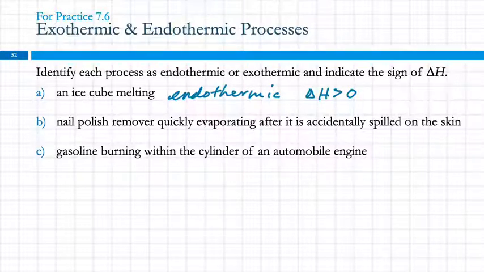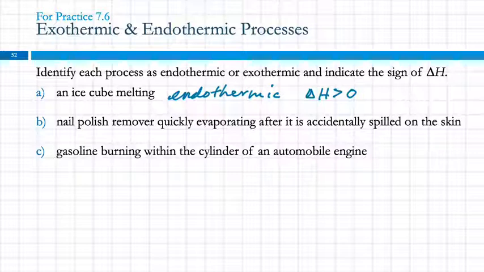Okay, nail polish remover quickly evaporating after it's accidentally spilled on the skin. So nail polish remover generally contains acetone, and you can buy nail polish remover that is straight acetone. Ooh, it's cold, right? Anybody want to try? You two people, I just sprayed acetone in my hand. It's cold.